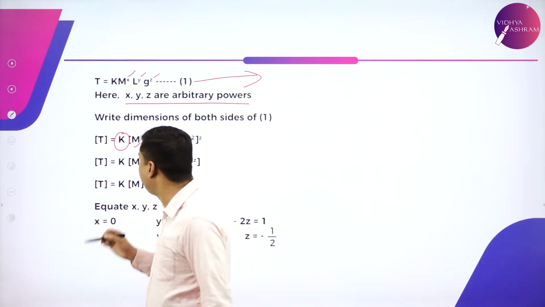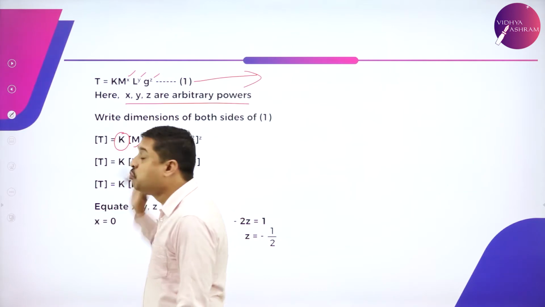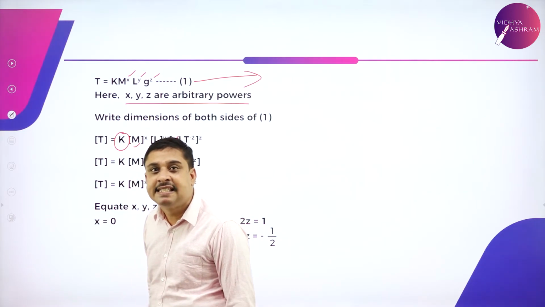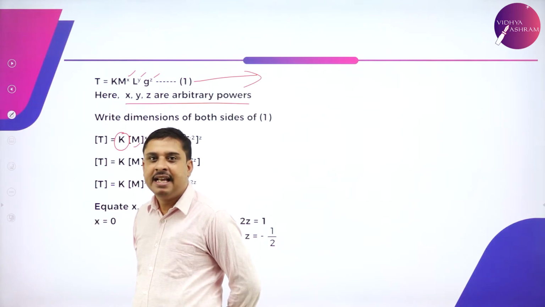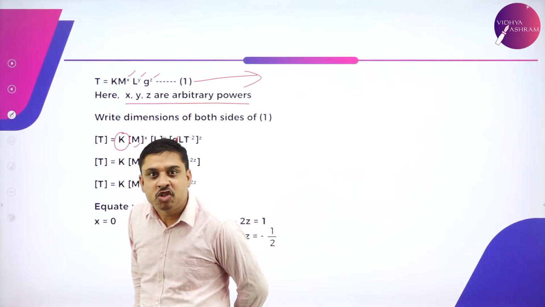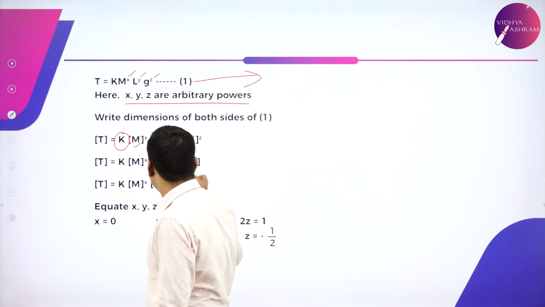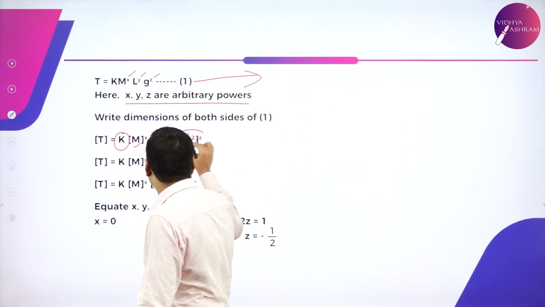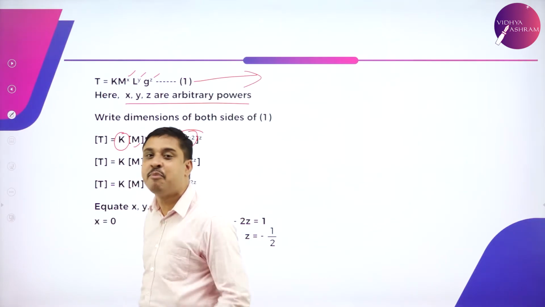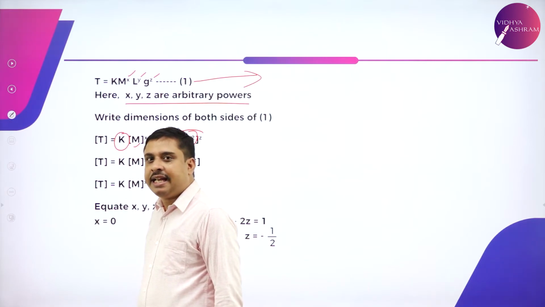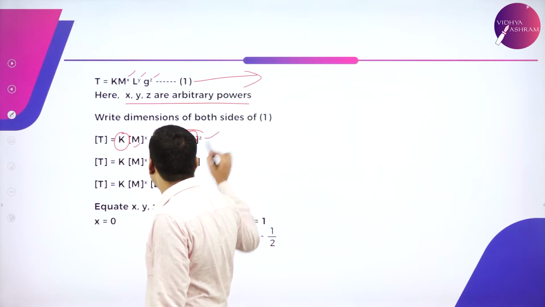L, length, dimension is L. Small g, acceleration due to gravity. It has the dimensions of acceleration. What was that? LT to the power minus 2. Remember acceleration. LT to the power minus 2, all to the power z.